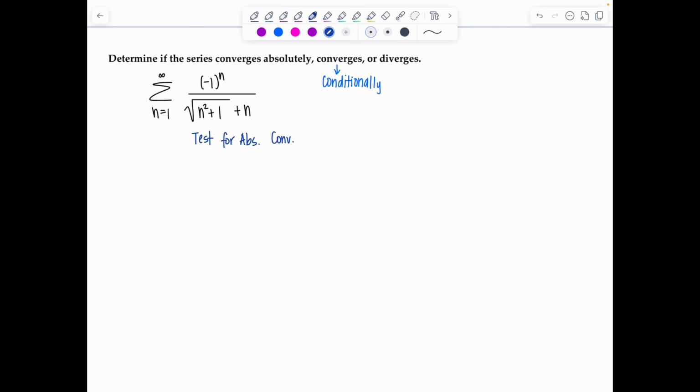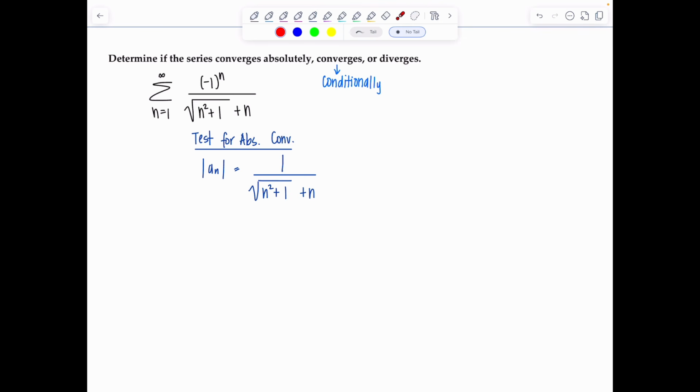So in order to do that, I have to take the absolute value of a_n. What happens when I take the absolute value of a_n? This alternating portion goes away. So I'm just going to have 1 over square root of n squared plus 1 plus n. Okay, anytime you have something, it's not a rational function technically because these are not polynomials, but when it kind of looks like a rational function, I'm thinking limit comparison and I want to pick a p series.